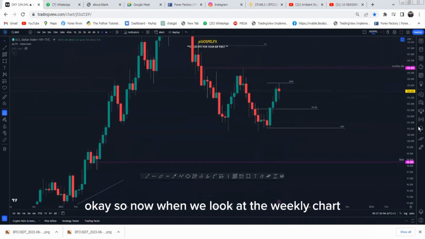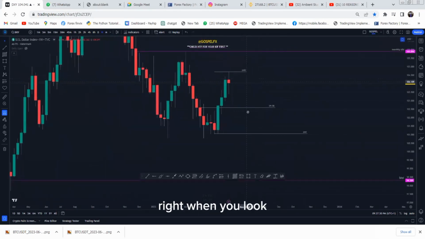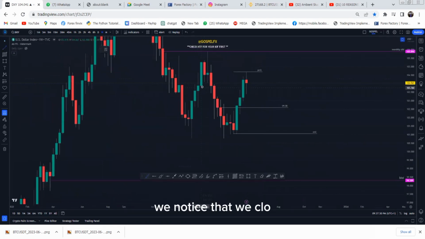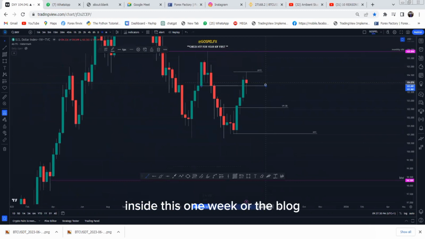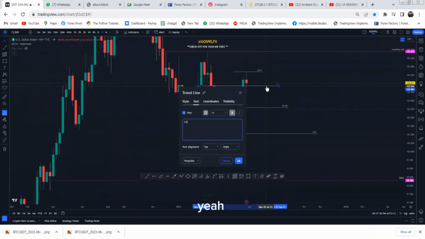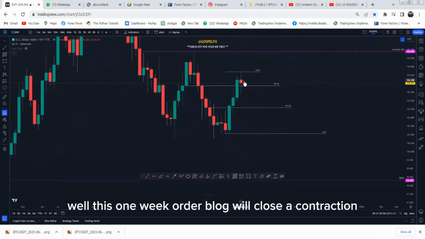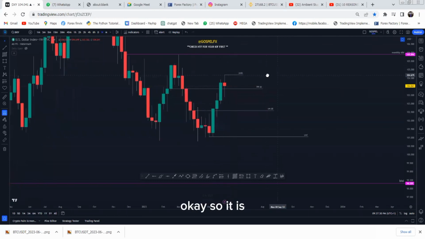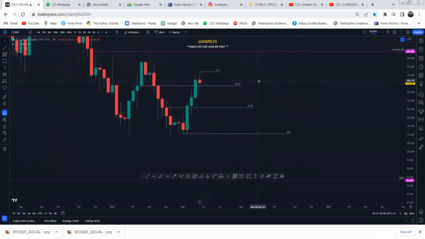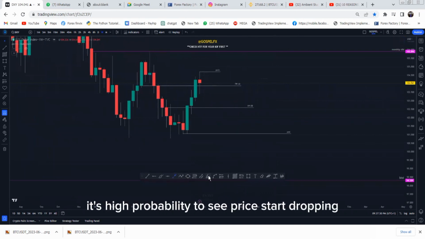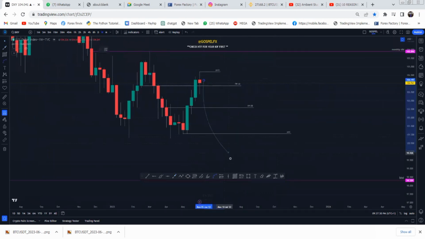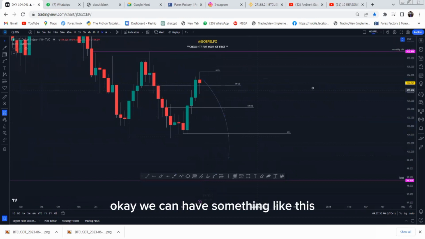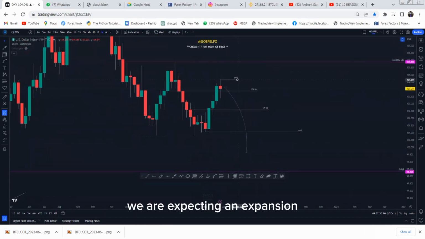Okay, so now when we look at the weekly chart, we notice that we closed a contraction candle inside this 1 week order block. We have this 1 week OB. We close a contraction, and we know after a contraction comes an expansion. So it is high probability to see price start dropping from this point. We can have something like this because of this close. We are expecting an expansion, right?